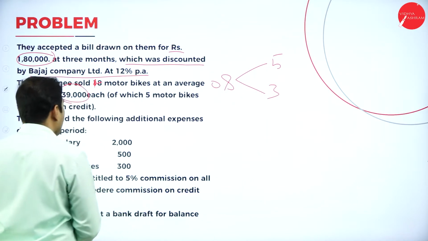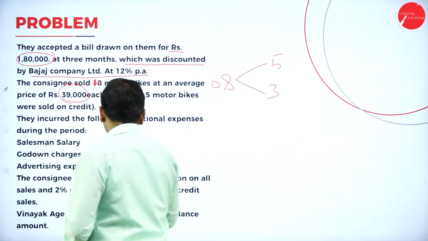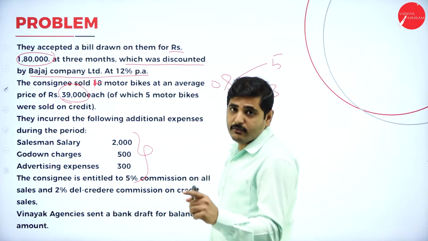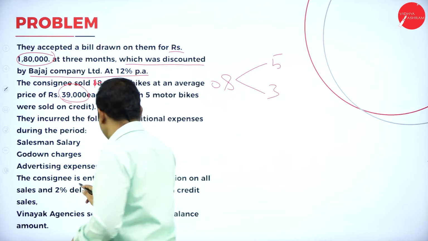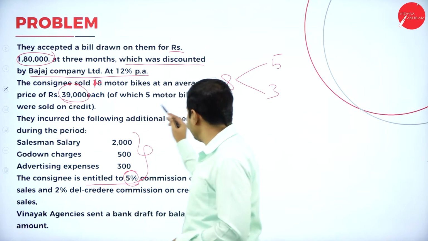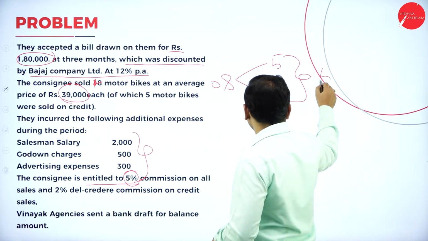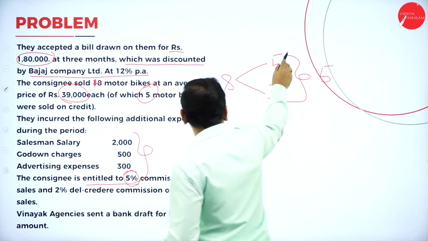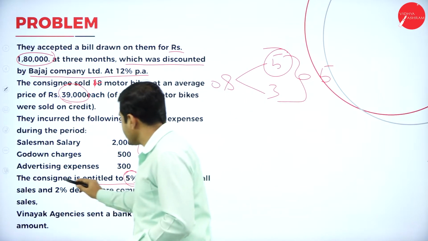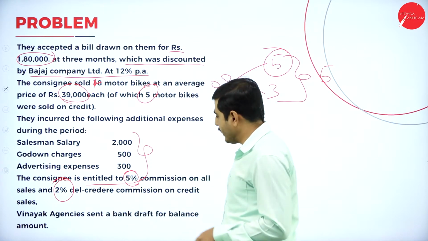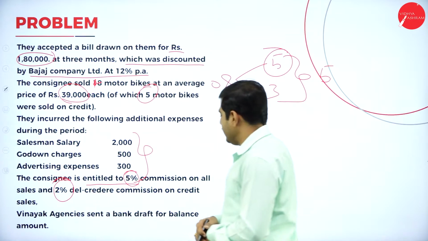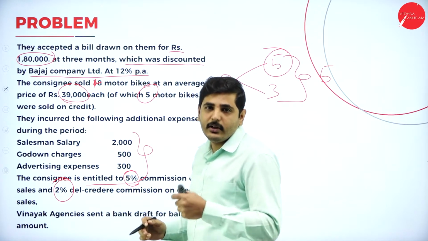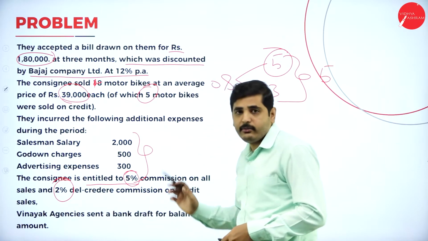Next one, they incurred the following additional expenses. These are all the indirect expenses: salesman salary, godown charges, advertisement expenses. We should not take these for calculation of closing stock. Keep this in mind. The consignee is entitled to 5% commission on total sales, and 2% extra commission on credit sales. What is the credit sale here? 5 motorbikes were on credit sale. The total sale we have to calculate. Next one, Vinayaka agency sent a bank draft. After deducting all the expenses and his commission, he will send the bank draft to the consignor.